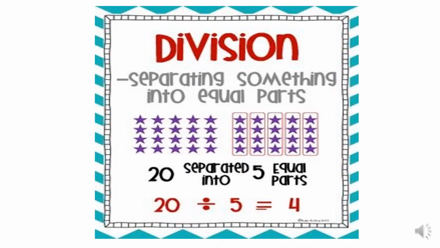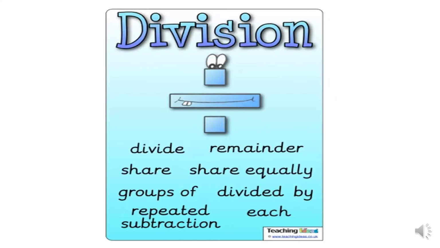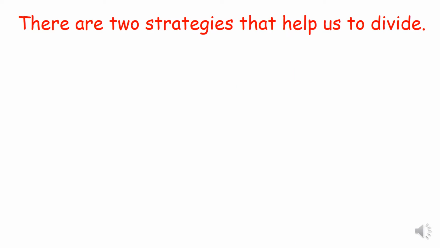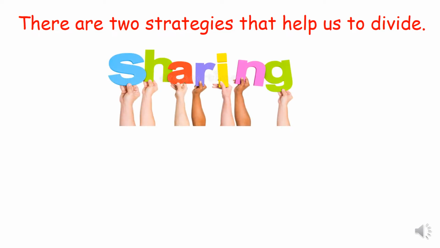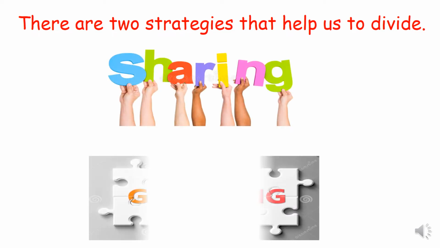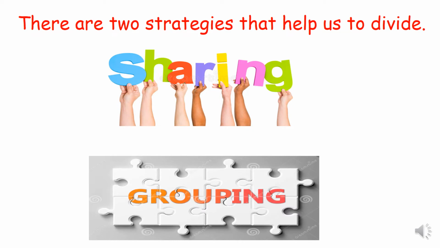So division is when we separate something into equal parts. Equal meaning that they are the same, they hold the same amount. There are two strategies that help us to divide. Can you remember them? We can divide by sharing and we can divide by grouping.